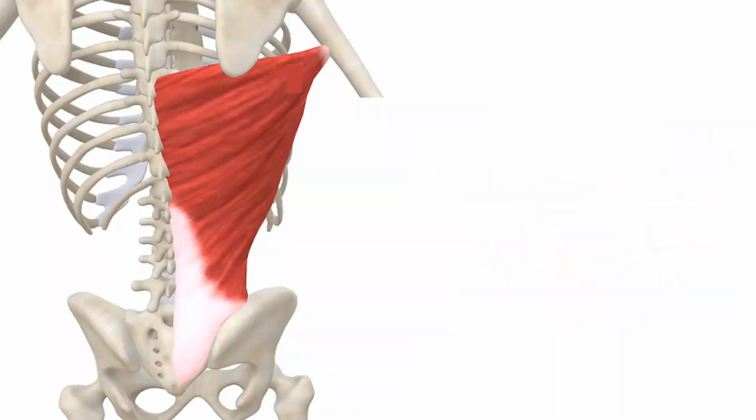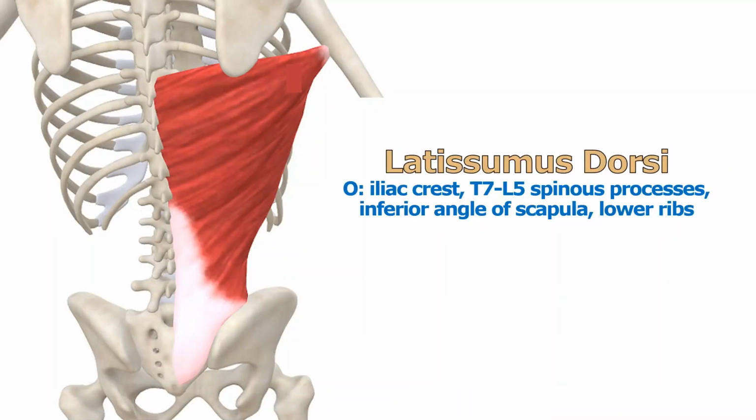All right, coming down to latissimus dorsi. So it originates here. I'll circle the iliac crest so we remember where that is. And then some of the spinous processes from T7 to L5, that would be right about here, and then down to the bottom of the lumbar vertebra.